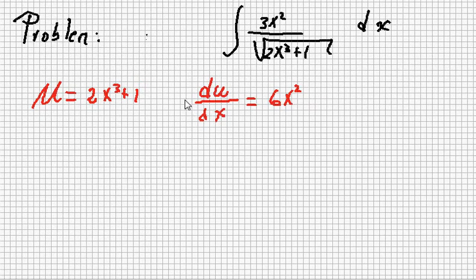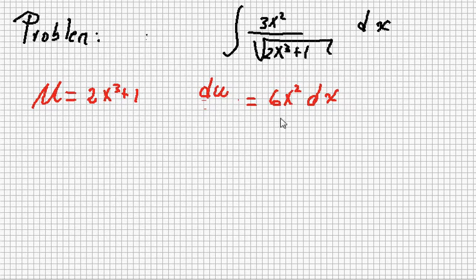Now I'm going to multiply both sides by dx. When I multiply this side by dx, the dx disappears from here. So now I have du is equal to 6x squared dx. Well, I have 3x squared dx here. See that? I have 3x squared dx. Here I have du is equal to 6x squared dx.